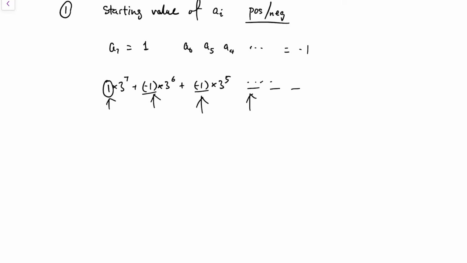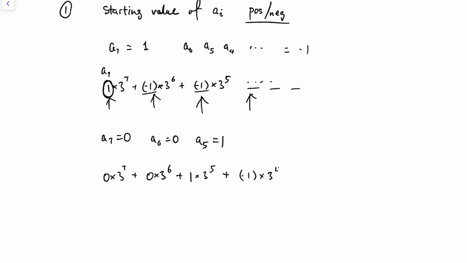So actually, let me define it a little bit clearer. The starting value, by that I mean not only a7. In this case it's a7, but it could also be a7 equals 0, a6 equals 0, a5 equals 1. So the whole thing would be 0 times 3 to the power of 7 plus 0 times 3 to the power of 6 plus 1 times 3 to the power of 5 plus all of these. You can make all of the rest negative: -1 times 3 to the power of 4 plus -1 times 3 to the power of 3, and so on.